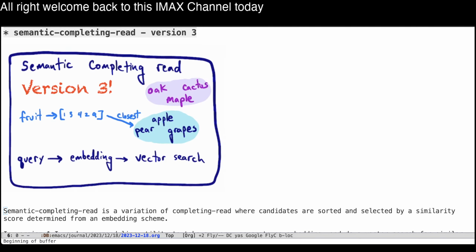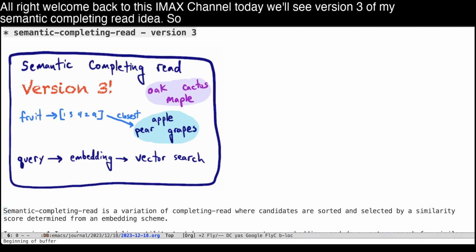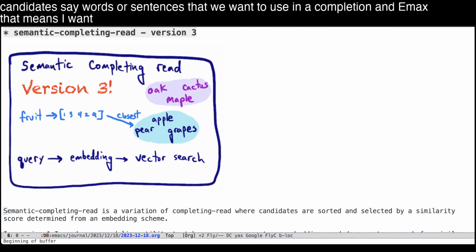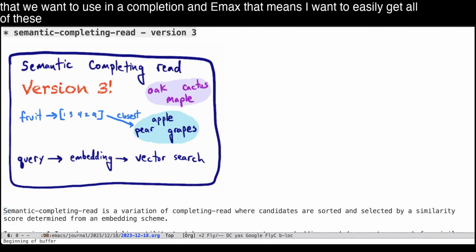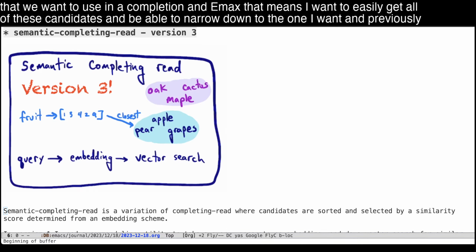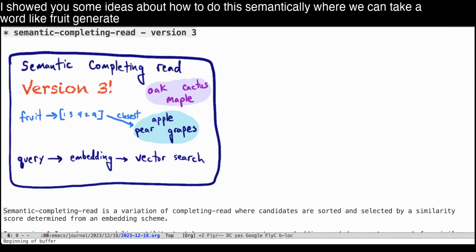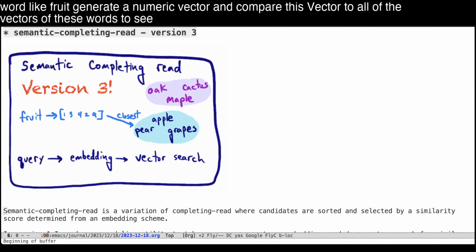Today we'll see version 3 of my semantic completing read idea. So the gist of this idea is we have a lot of candidates, say words or sentences that we want to use in a completion in Emacs. That means I want to easily get all of these candidates and be able to narrow down to the one I want. And previously I showed you some ideas about how to do this semantically, where we can take a word like fruit, generate a numeric vector, and compare this vector to all of the vectors of these words to see which ones are semantically close.